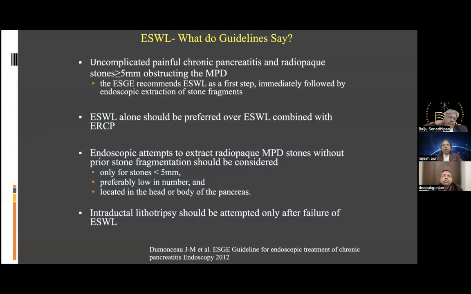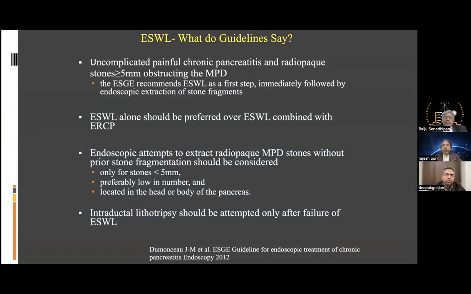So what the guideline says: uncomplicated, painful chronic pancreatitis and radiopaque stone more than 5 millimeter obstructing the main pancreatic duct, ESGE recommends ESWL as a first step, immediately followed by endoscopy. But now the recent paper says you just do an ESWL. ESWL alone should be preferred over ESWL combined with the ERCP.